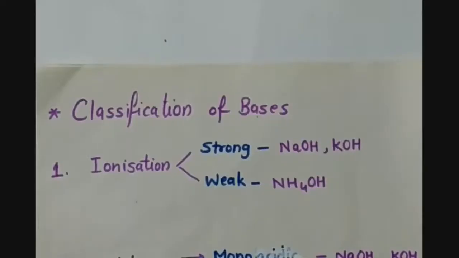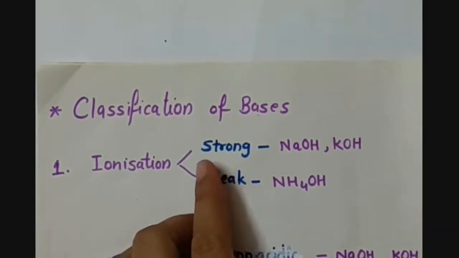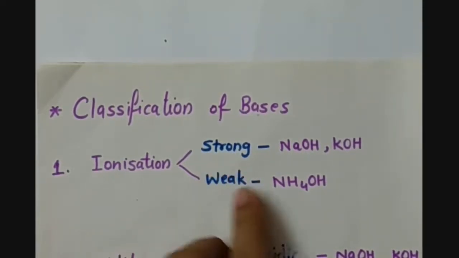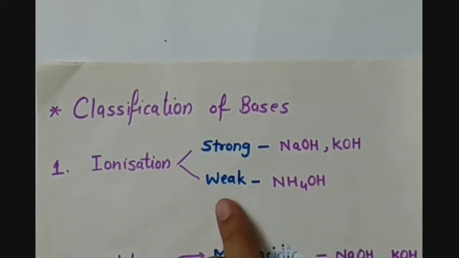Then we have classification of bases. The first category is ionization. On the basis of ionization, bases can be of two types, strong and weak. Strong bases: sodium hydroxide and potassium hydroxide. Weak bases: ammonium hydroxide.